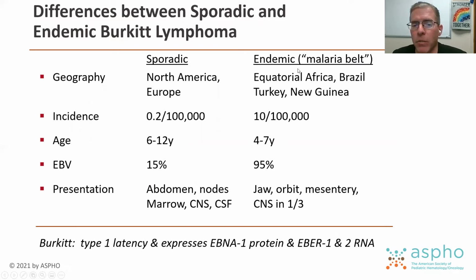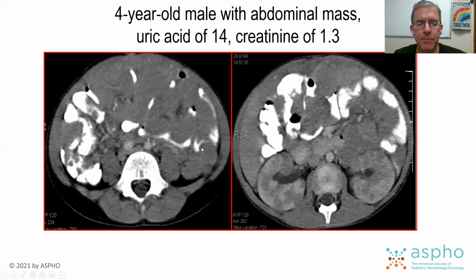The endemic form is kind of the malaria belt. Any place where malaria is common, Burkitt is more common. The incidence is about 50 times higher, a little bit younger in age, and much more frequently associated with EBV. The presentations certainly do overlap. Both of them express the EBV latency proteins, and the MYC translocations are the same.